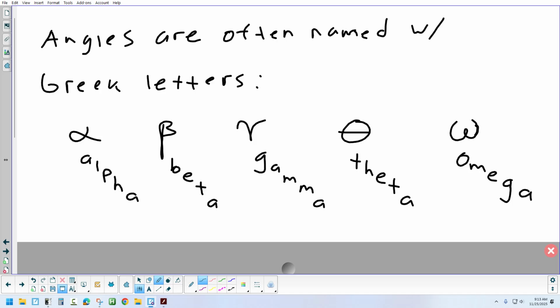Alpha, beta, and gamma, those are generally the labels that we use when we're dealing with a triangle. And we have sides A, B, and C, and angles alpha, beta, and gamma. Omega, you'll see we use that one sometimes later on when we get into graphing trig functions. But that's a little ways down the road.